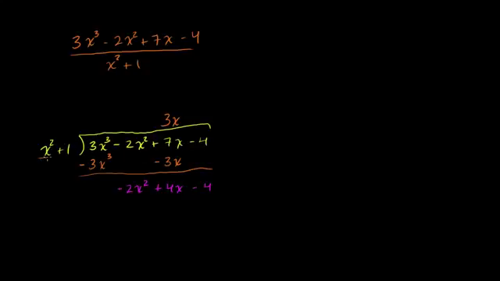Once again, look at the highest degree term. x squared and a negative 2x squared. So x squared goes into negative 2x squared negative 2 times. Negative 2. Put it in the constants place. Negative 2 times x squared is negative 2x squared. Negative 2 times 1 is negative 2. Now, we're going to want to subtract these from there. So let's multiply them by negative 1, or those become positive.